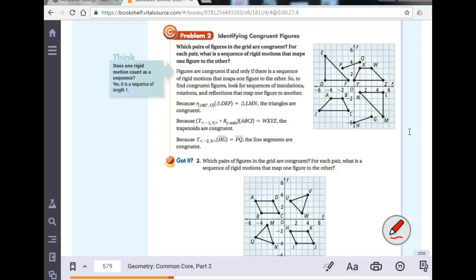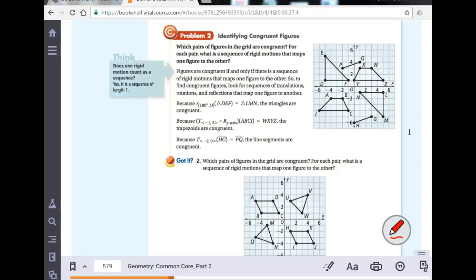It says which pairs in the grid are congruent, and for each pair, what is the sequence of rigid motions that make one figure map onto the other? Now, figures are only congruent if the sequence of rigid motions literally puts one figure onto the other. The only way to do that is through translations, rotations, or reflections. They might flip it, they might turn it, they might slide it, but they will not change its shape. So that's what we mean when we say something has rigid motion.